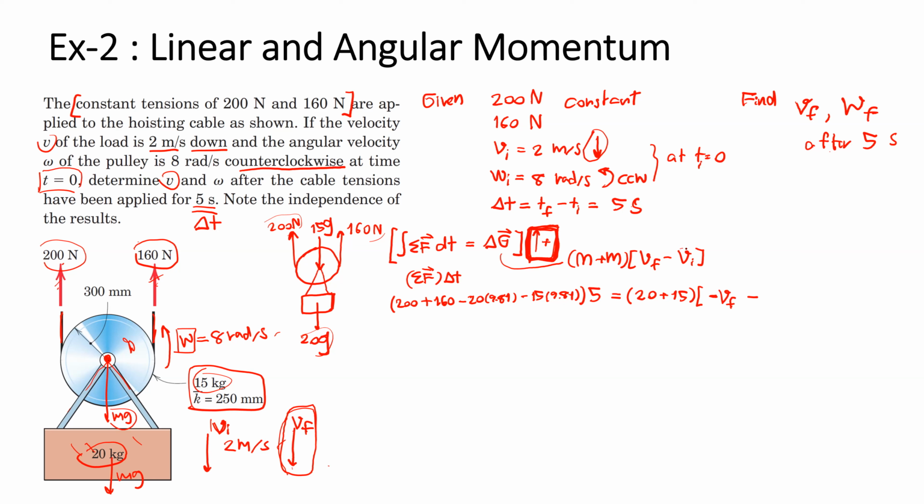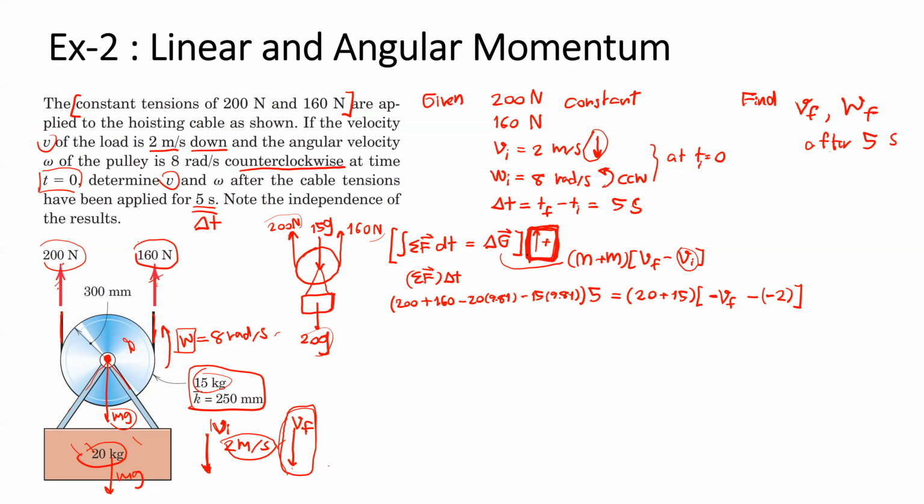How about the initial velocity? The initial velocity, we know the magnitude, and the direction is given, is downward. So the downward direction is minus magnitude 2. Be careful.